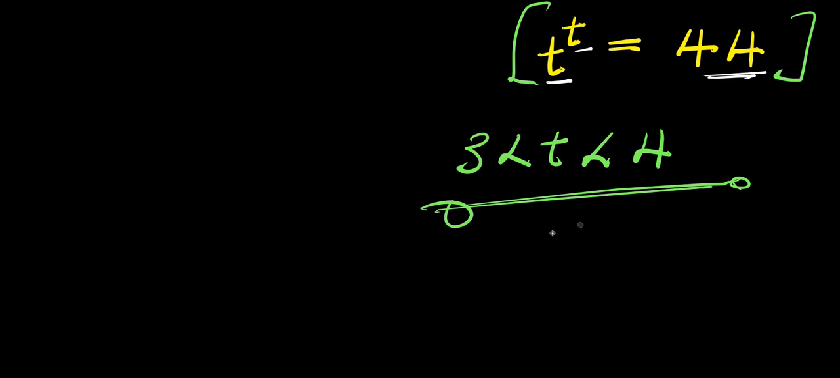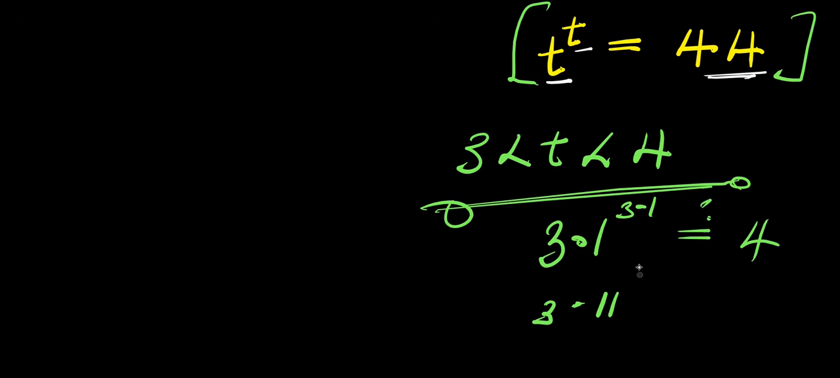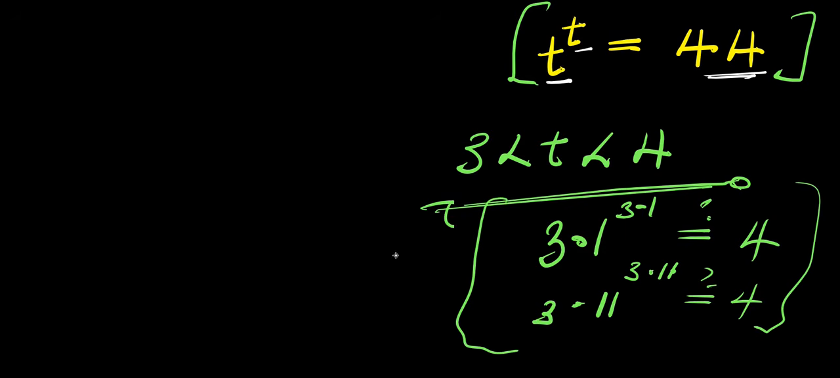So one way of doing this is to consider testing 3.1. You raise it to the power of 3.1 again. Will this give you 44? You can make use of your calculator. Then if that doesn't, you consider 3.11. Then you have raised to the power of 3.11. This also gives you 44? If it doesn't, you continue just like that. And obviously, this is time consuming.